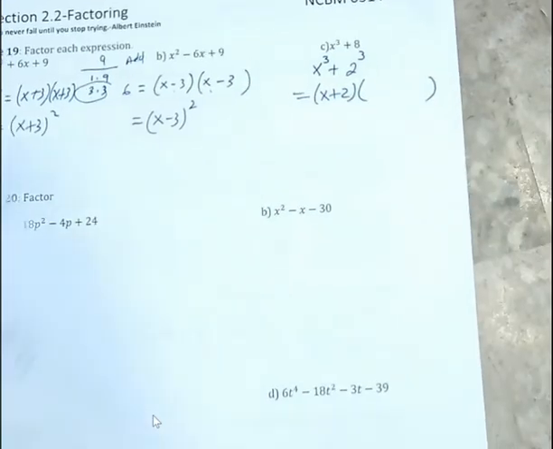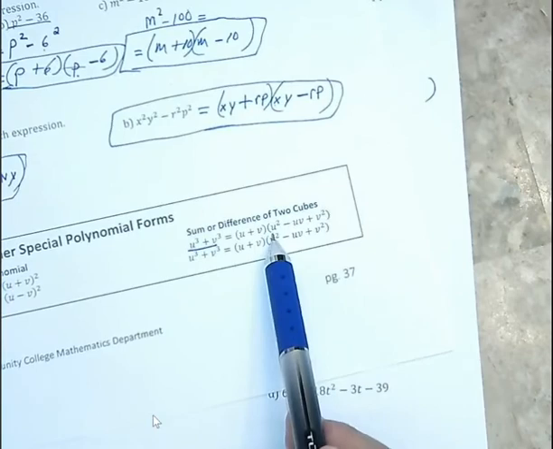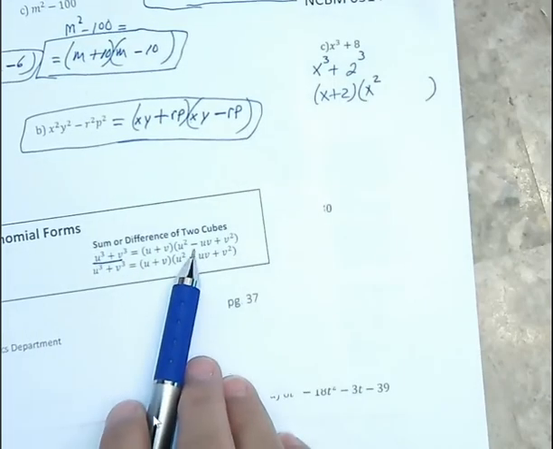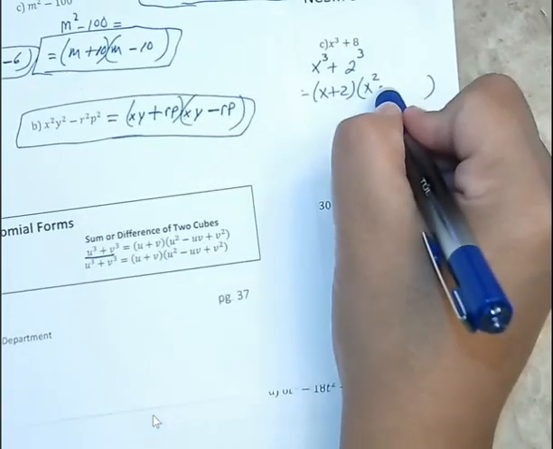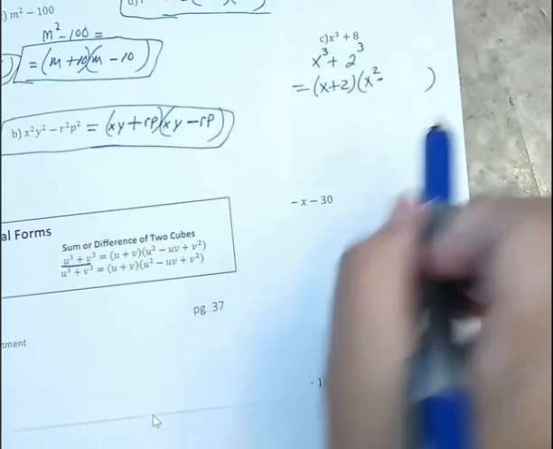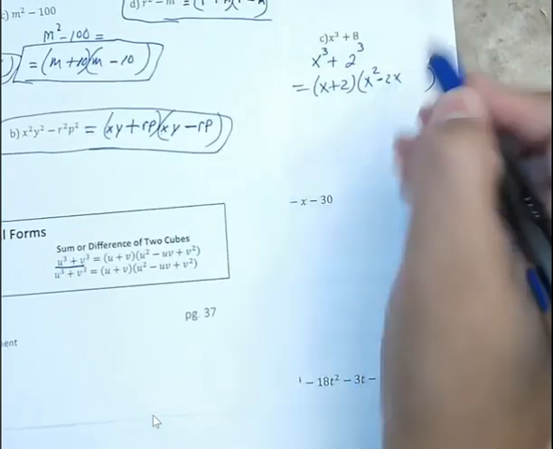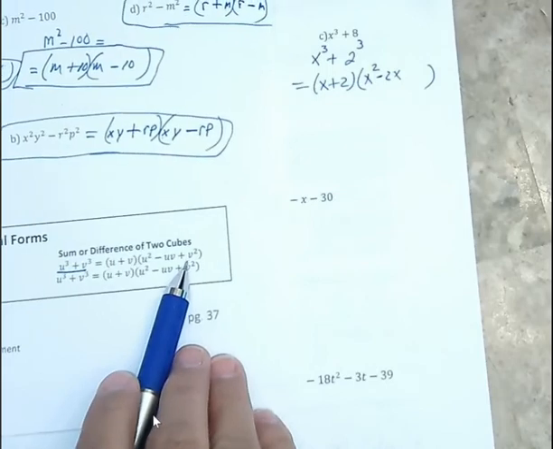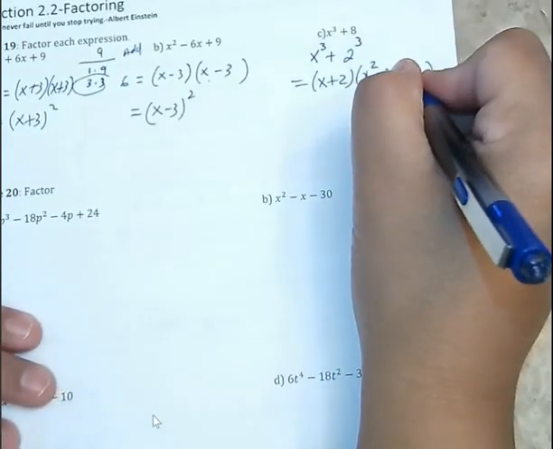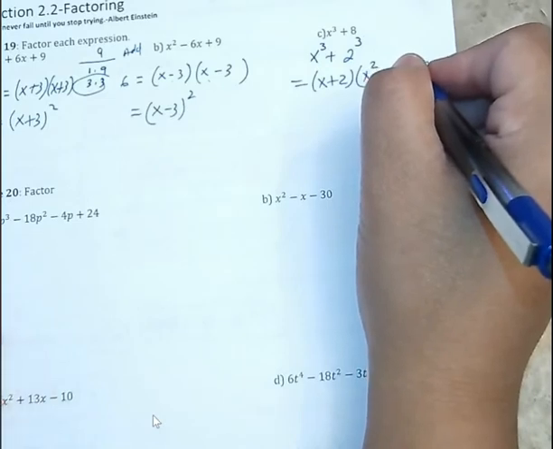Then it tells us to square the u. In our case, we're going to square the x. Then we're going to have a minus u times v. So x times 2 is 2x. And then we're going to square the v. In our case, 2. So 2 squared is going to be 4.